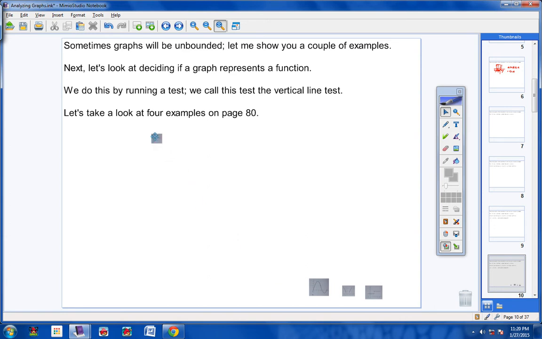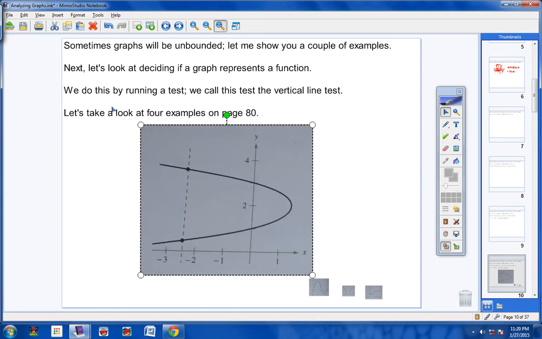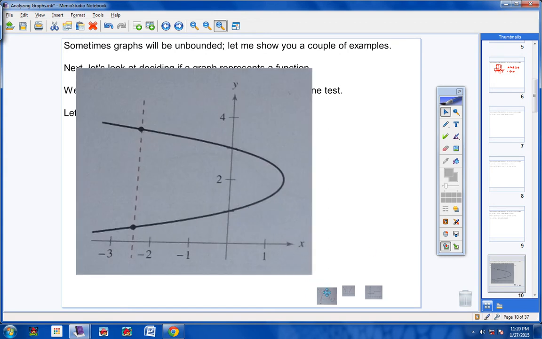Now, the vertical line test is this. I'm not going to give it to you in words. I'm just going to explain it to you, okay? The vertical line test says this. If there is anywhere that you can draw a vertical line that intersects the graph in more than one place, then the graph does not represent a function. So, for example, here's my graph right here, my parabola.